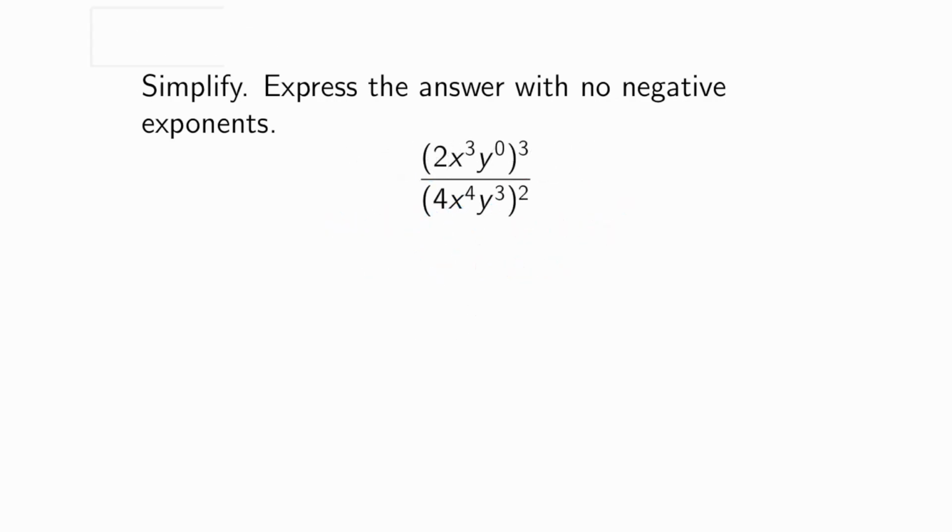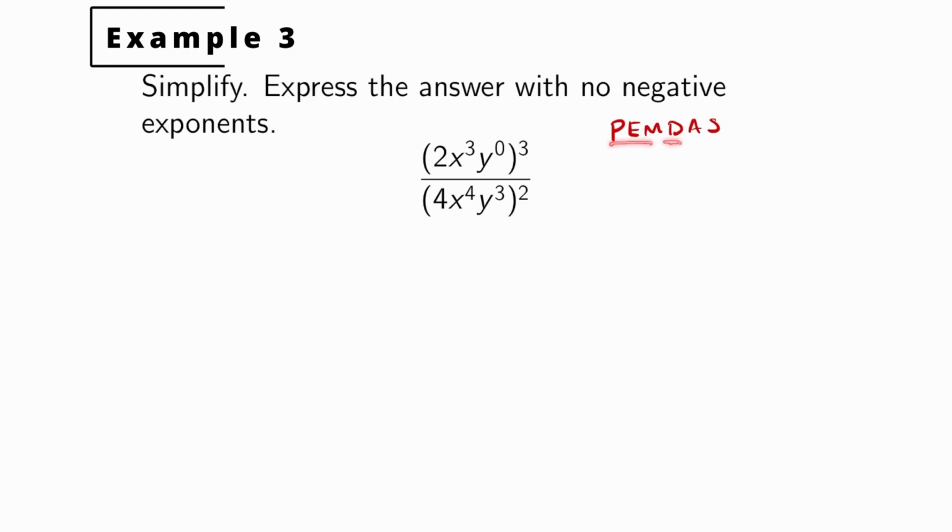Okay. All right. We want to simplify this and express the answer with no negative exponents. I'm going to write down our order of operations over here again, just to be clear. P, E, M, D, A, S, right? So again, I want to simplify anything I can in the parentheses first. But basically, notice since division comes after parentheses and exponents, we're going to simplify this up here in the numerator, simplify the denominator, and then we'll do our division.